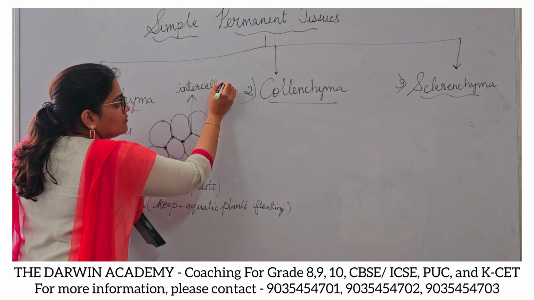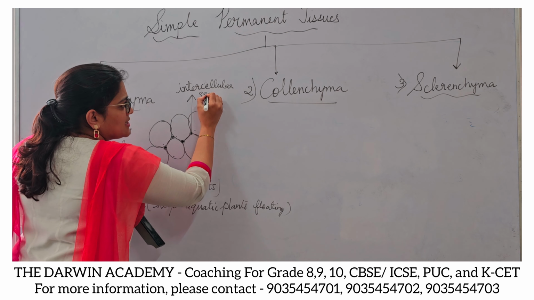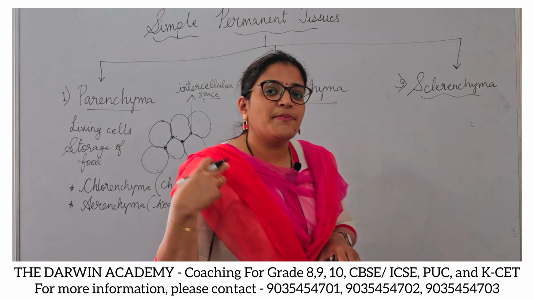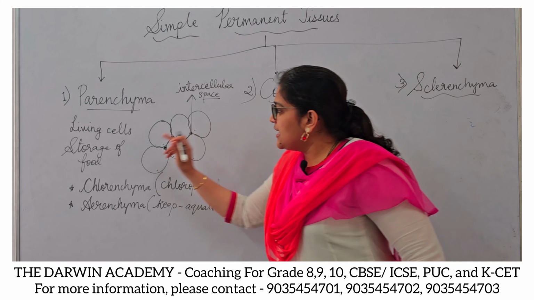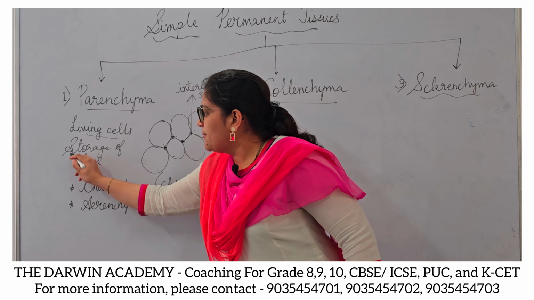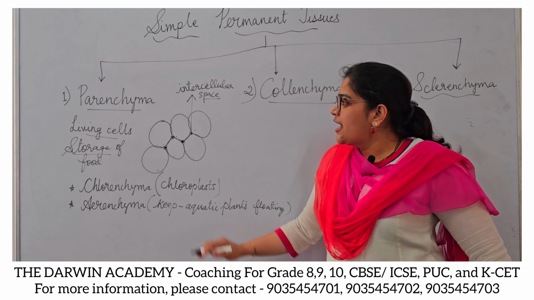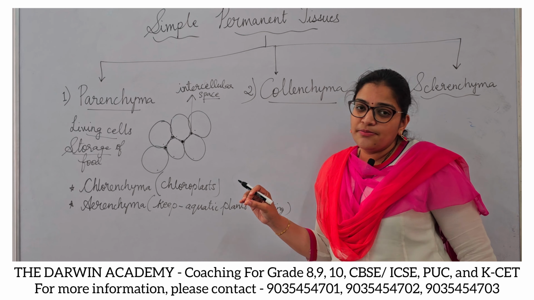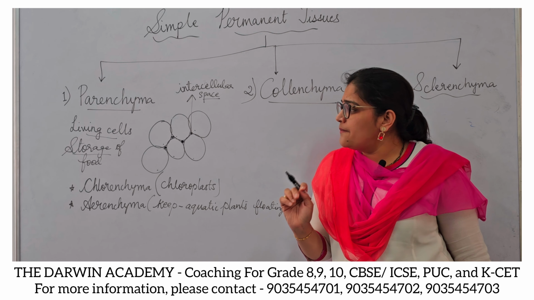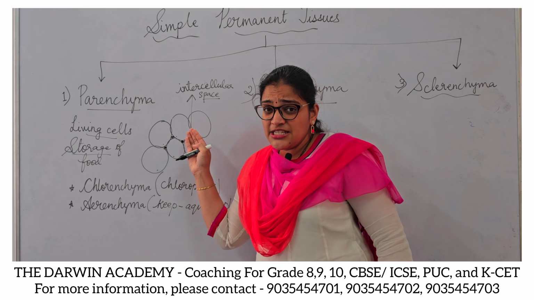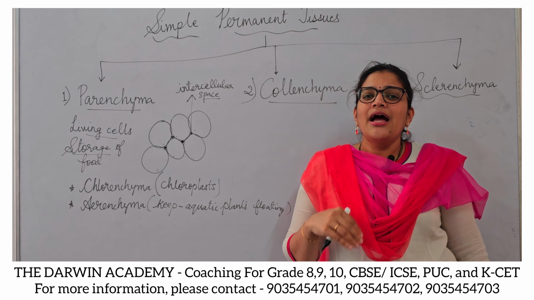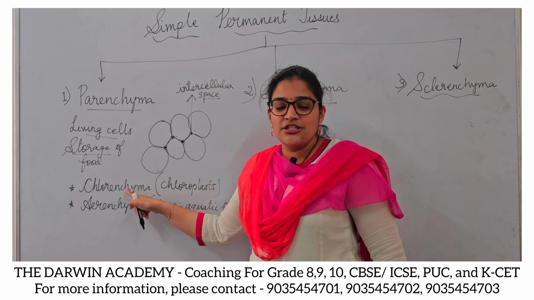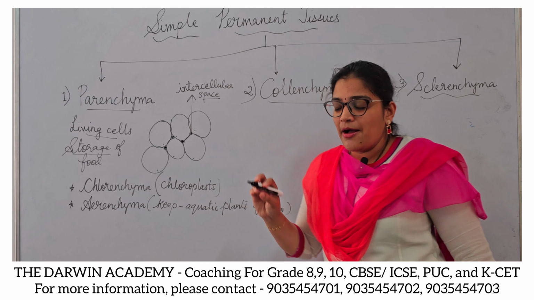Intercellular space. That means space between the cells. There is lot of space between the cells. These cells are living. They mainly help in storage, and they are present in most part of the plant body, especially below the epidermis. If this parenchyma tissue has chloroplast within it, then such tissue is called as chlorenchyma.